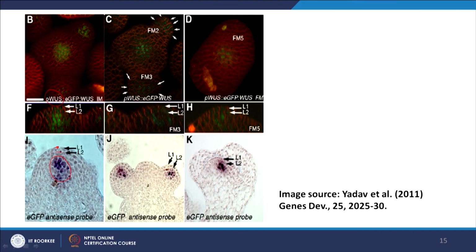But when you look at the protein localization of WUSCHEL, here the WUSCHEL promoter is driving GFP fused with the WUSCHEL protein. You can see that in the L1 and L2 layers, both layers have the protein. So transcriptionally it is here, the RNA is here, and the protein is also present in the region where active transcription of WUSCHEL is not happening. So this tells that this protein might be moving from one cell to another cell.